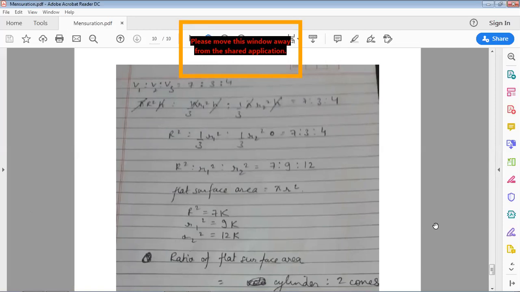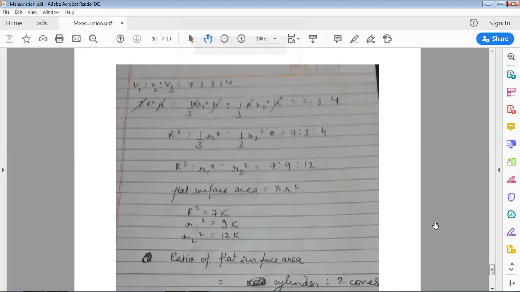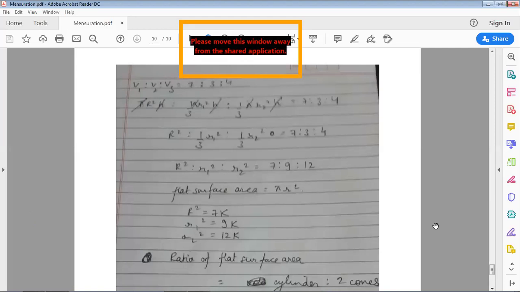And how I did it is, the question already said 3 is to 4. So I can interpret it as the whole cylinder is 7 and the cones are in the ratio of 3 is to 4. That's why I have written it as 7 is to 3 is to 4. I already know that the volume of the cylinder, which I have taken as V1, is pi r square H. The volume of the two cones is 1 by 3 pi r1 square H is to 1 by 3 pi r2 square H, equal to 7 is to 3 is to 4.